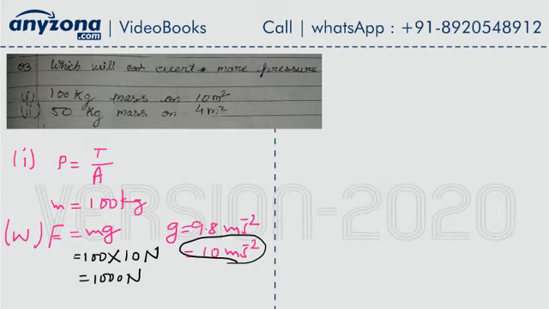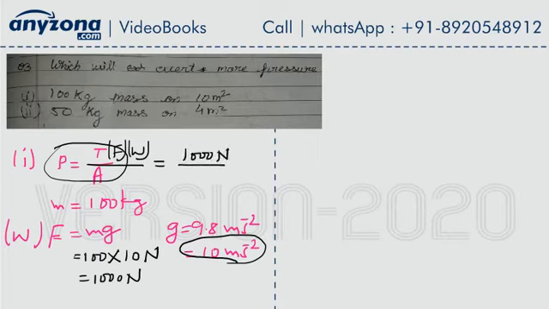Now you can find the pressure, T upon A, because thrust is a type of force, and force is a type of what? Weight. Now I have a weight of 1000 Newton. So pressure in the first case is 1000 Newton upon area, given as 10 meter square. Cut the zero by zero, then the answer is 100 Newton per meter square. So in the first case, the pressure applied by the object is 100 Newton per meter square.